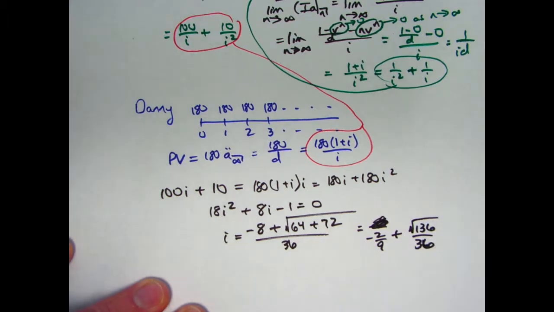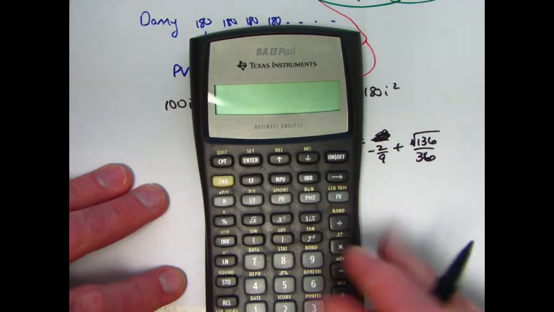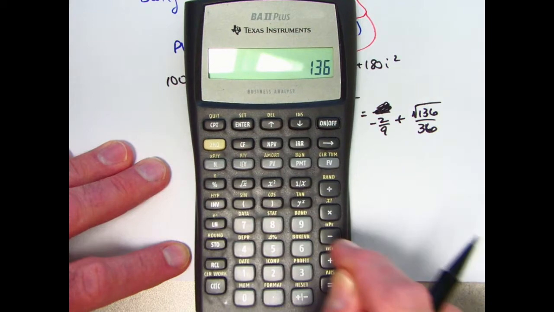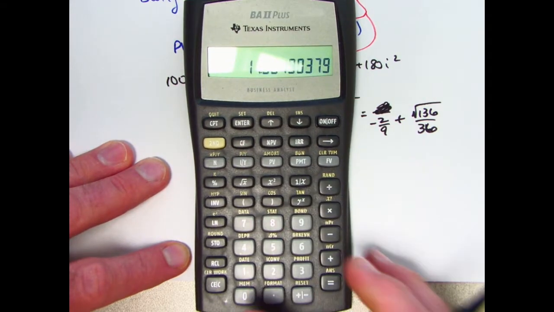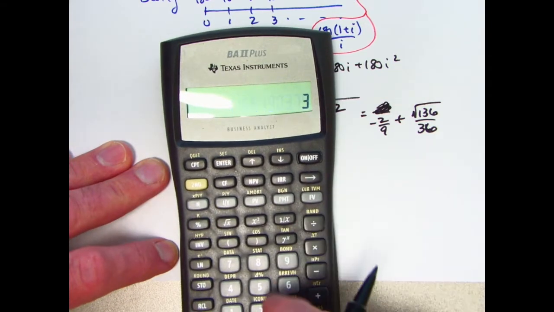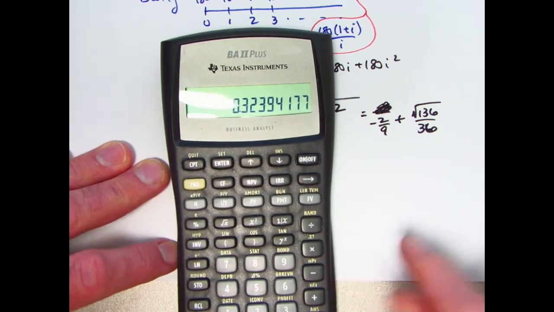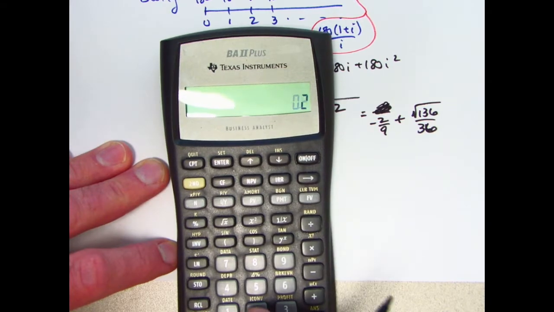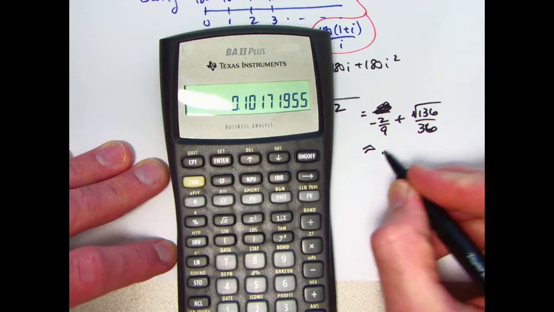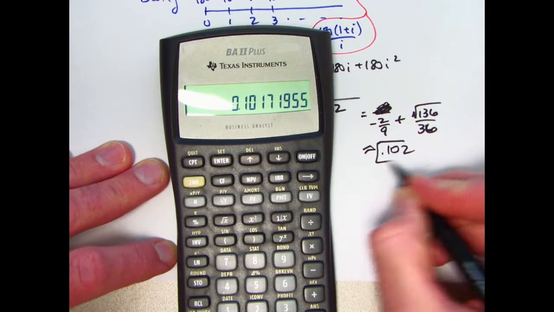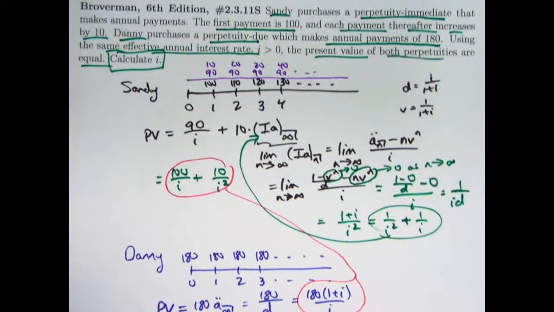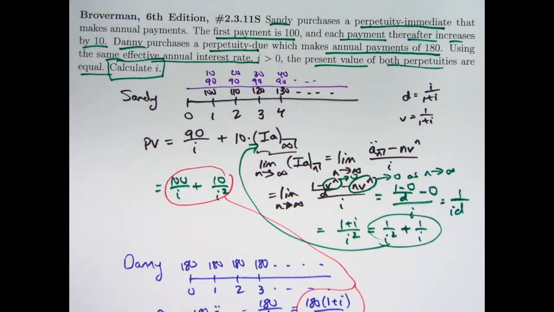So we want to approximate the answer it looks like here. Square root of 136. 136 to the 0.5 power. It's about 11.6619. Divide that by 36. And then subtract 2 ninths, which is approximately 0.22222222. And the answer is about 0.102. And that is correct. That is the approximate common interest rate to solve this problem, about 0.102.